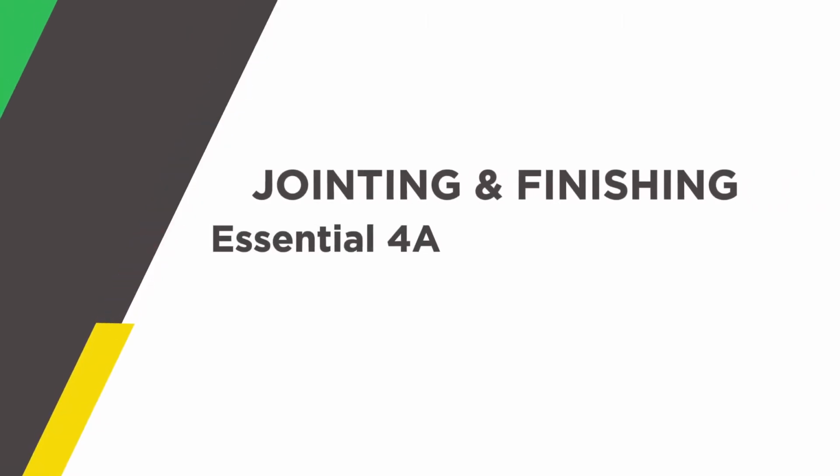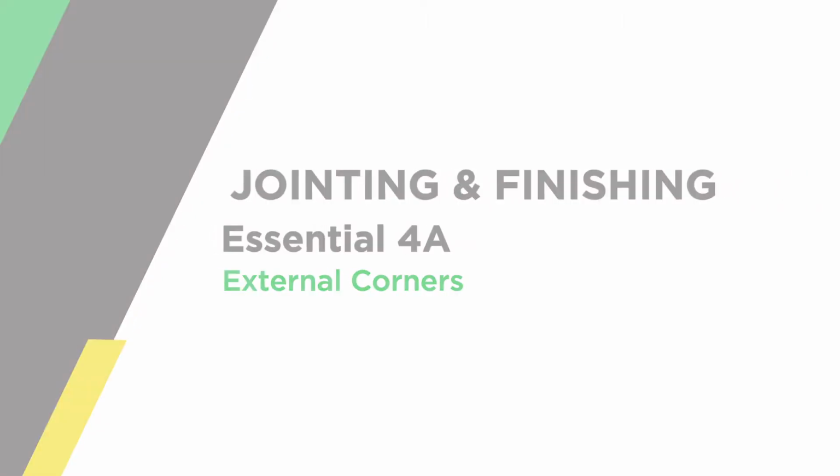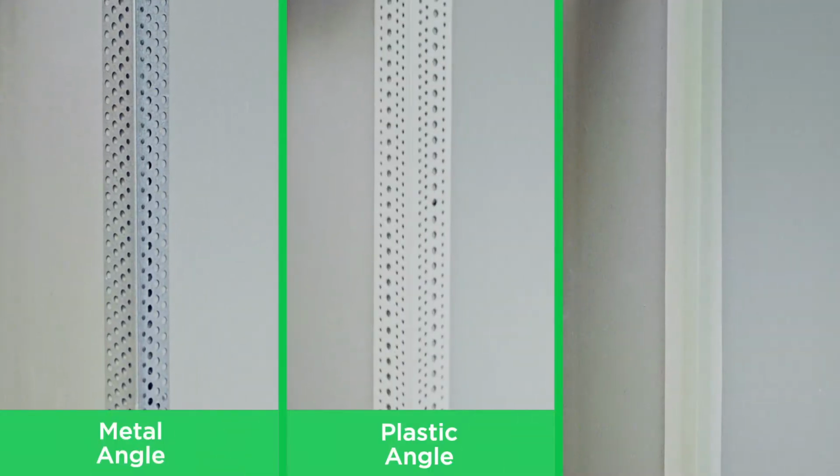Essential 4A, external corners. External corners should be strengthened with perforated metal angles, then jointed and finished with a three-coat system. Suitable metal angles include Rondo corner beads P01 or P32. Alternatively, plastic angle or paper metal flex tape can be used.